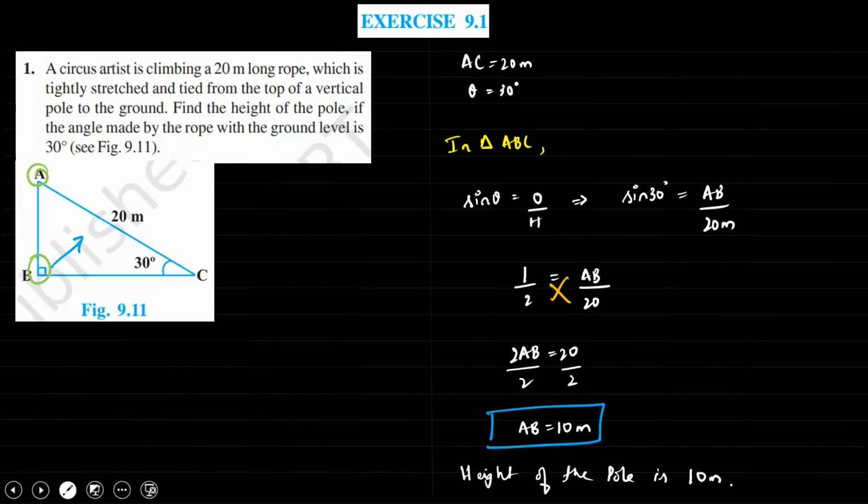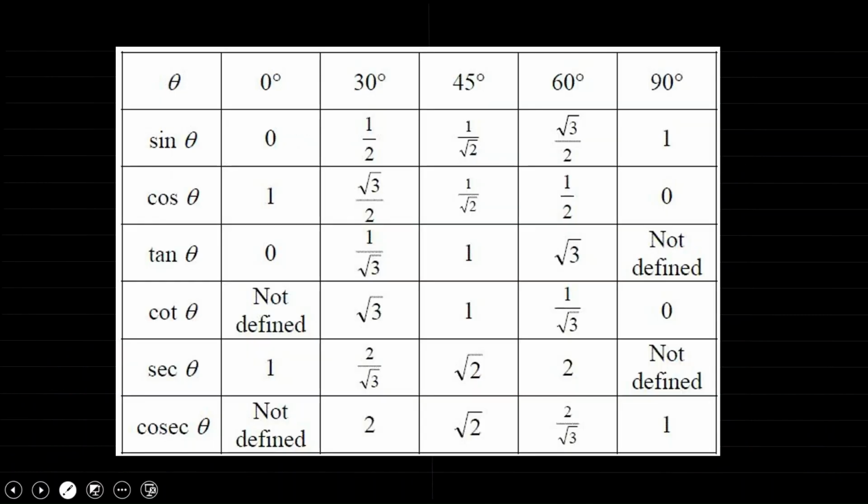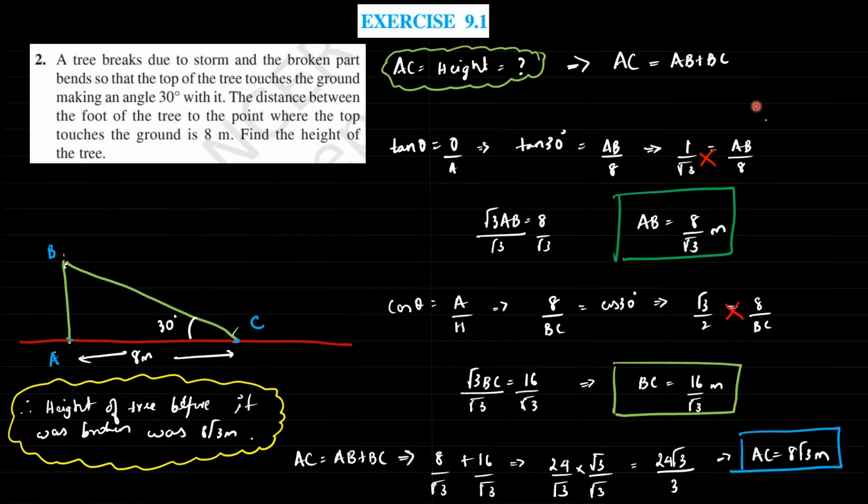Tan 30 value I have taken from the table. Tan 30 is 1 over root 3. So 1 over root 3 is going to be AB over 8, AB being the opposite side and AC being 8, the adjacent side. Now, upon cross multiplying, I'll be getting square root of 3 AB is equal to 8. Square root of 3 can be divided on either side, and I have the value of AB as 8 over square root of 3 meters.